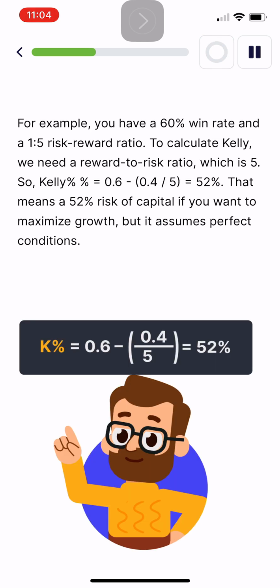For example, you have a 60% win rate and a 1:5 risk-reward ratio. To calculate Kelly, we need a reward to risk ratio, which is 5. Kelly percent equals 0.6 minus 0.4 divided by 5 equals 52%. That means a 52% risk of capital if you want to maximize growth, but it assumes perfect conditions.